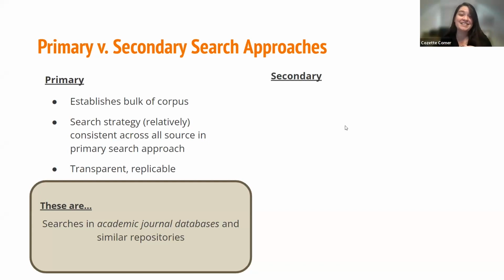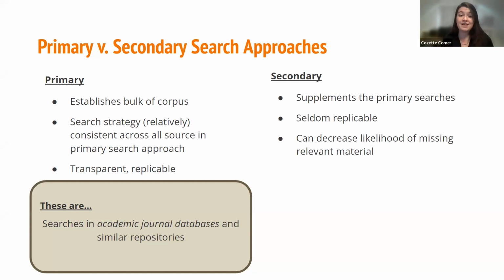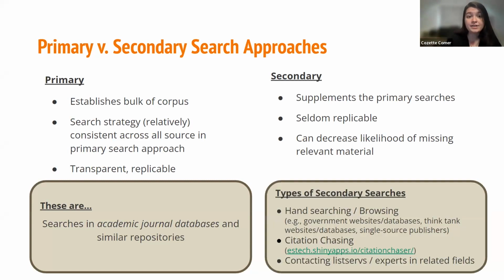The secondary search strategies are those that complement and supplement the primary searches. These are very seldom going to be replicable, but they are really important because they can help to decrease the likelihood of missing relevant material. In other words, increase the likelihood that you are being comprehensive. So when you think of secondary search strategies, you might think of hand searching specific websites or specific organizational documents, maybe specific publishers that for one reason or another are not indexed in the broader primary searching databases that you have selected and access to.